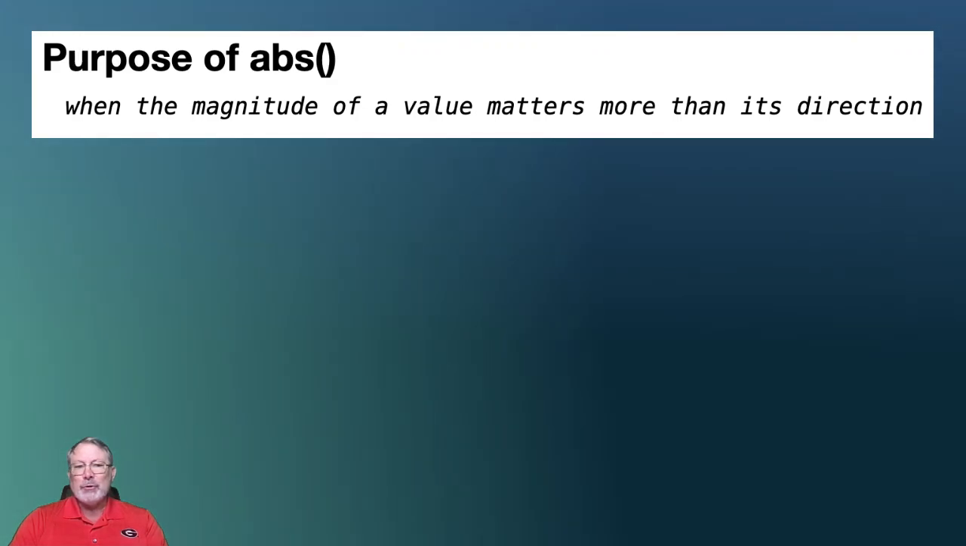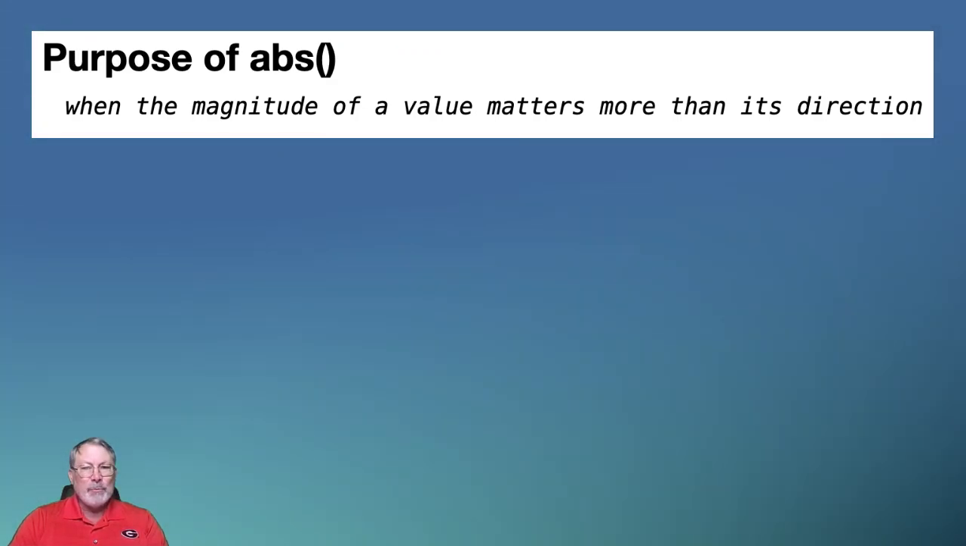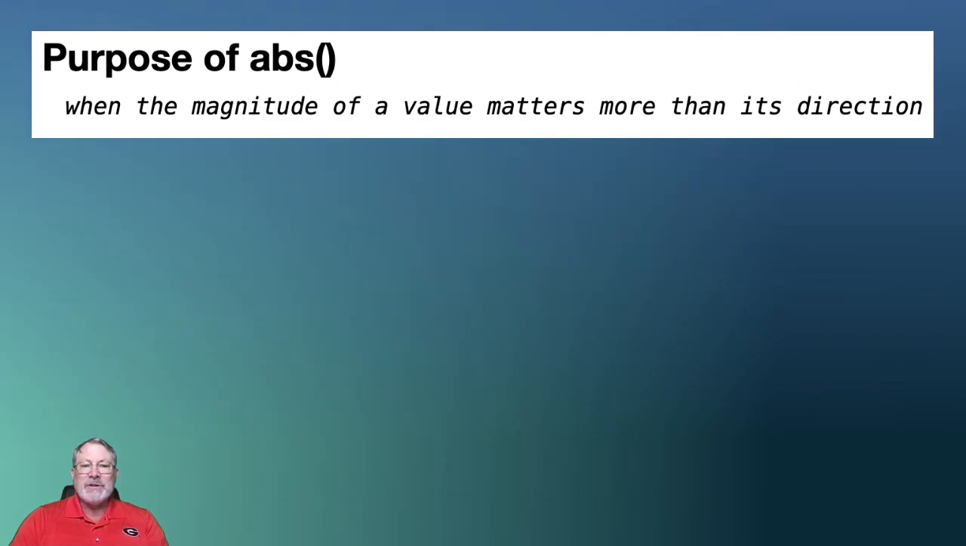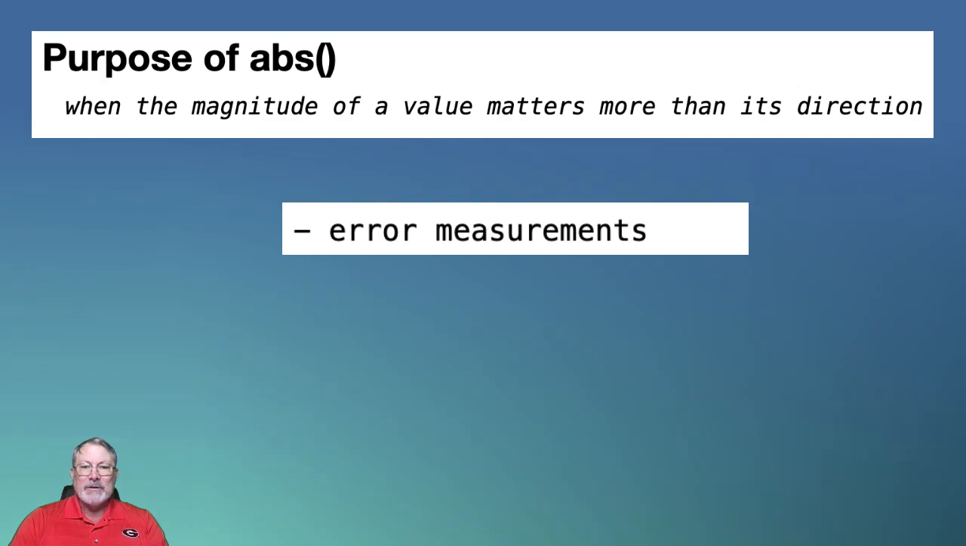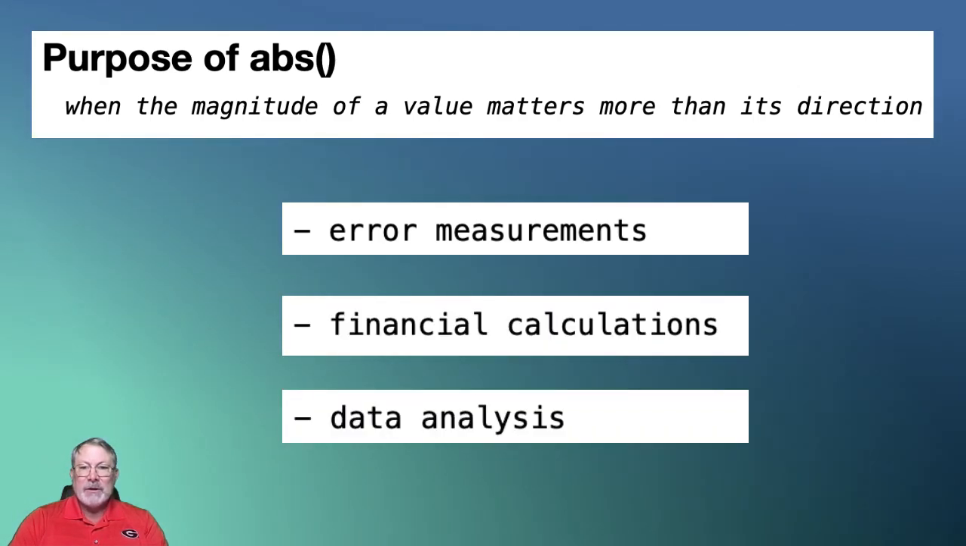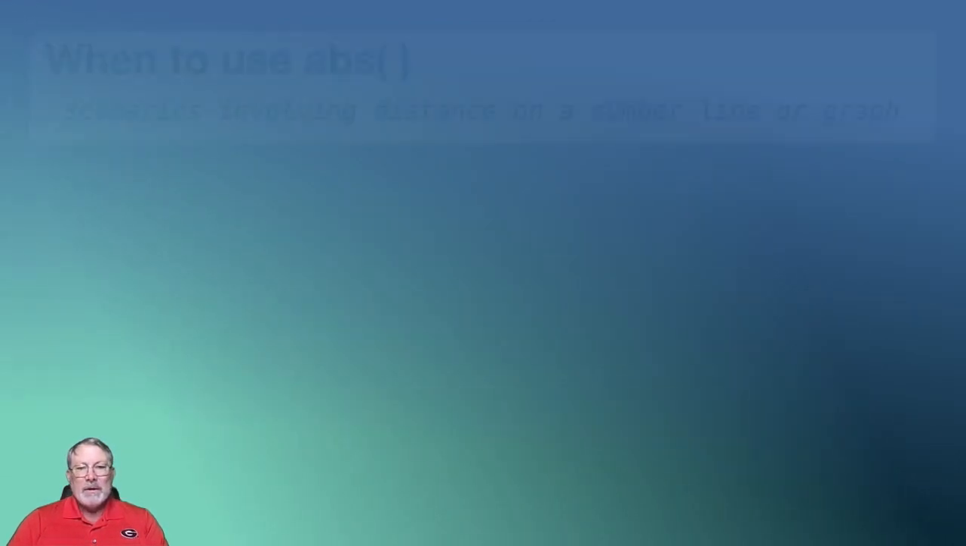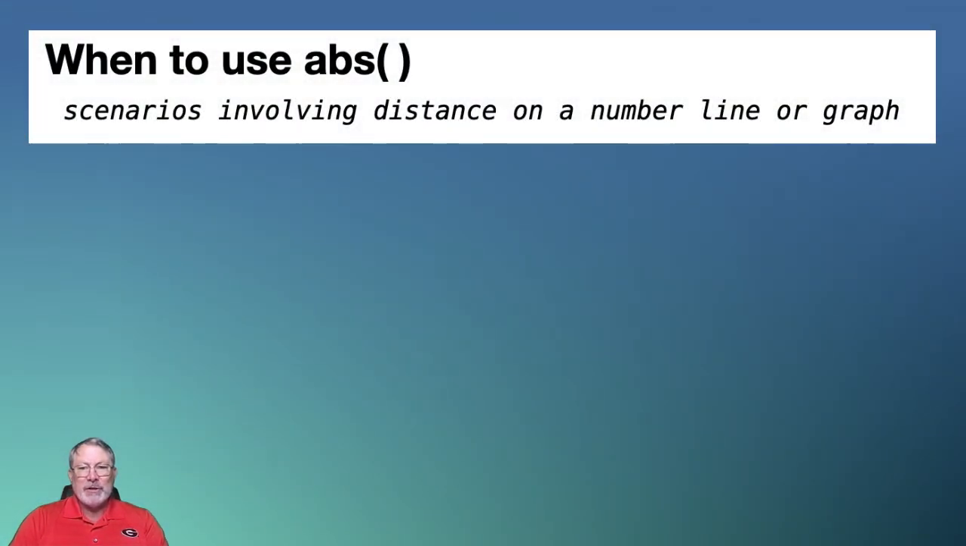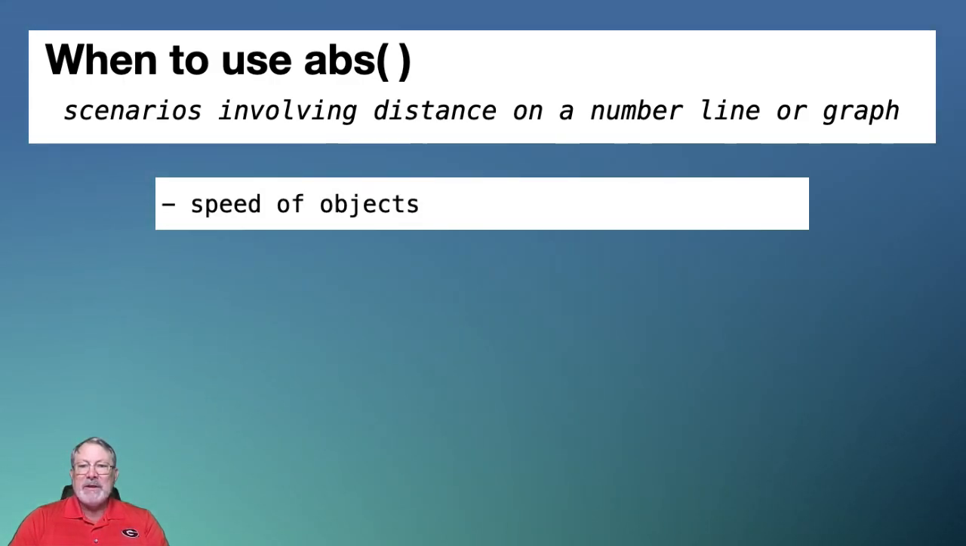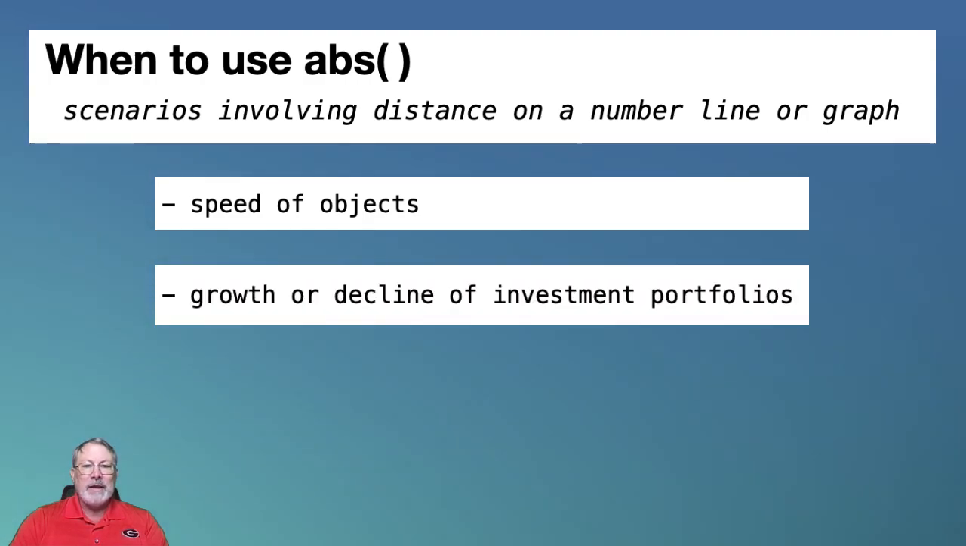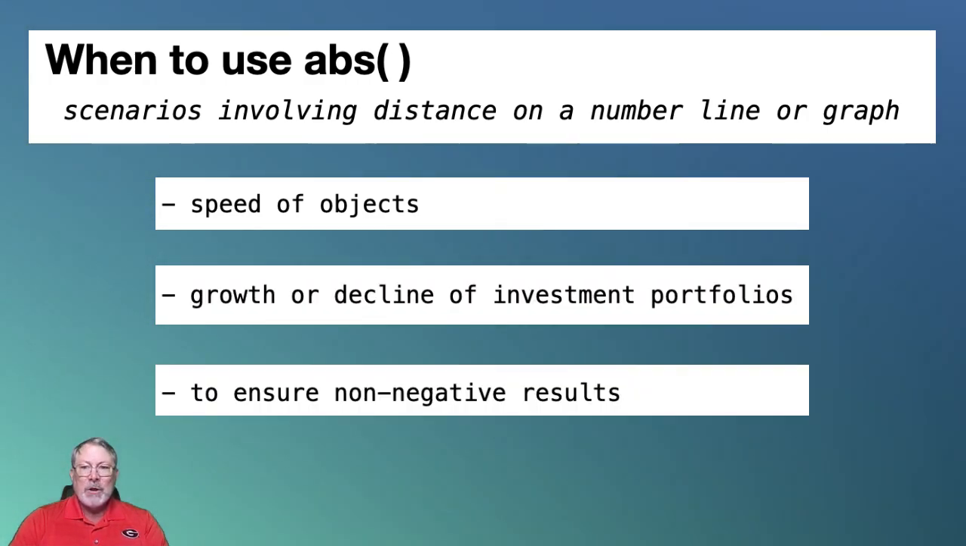This function is crucial when the magnitude of a value matters more than its direction. It's used extensively in fields that require error measurements, financial calculations, and data analysis, where understanding the size of deviations or changes is essential. You'll find the abs function particularly useful in scenarios involving distances, whether calculating the speed of an object, the growth or decline of investment portfolios, or when you need to ensure non-negative results in mathematical computations.